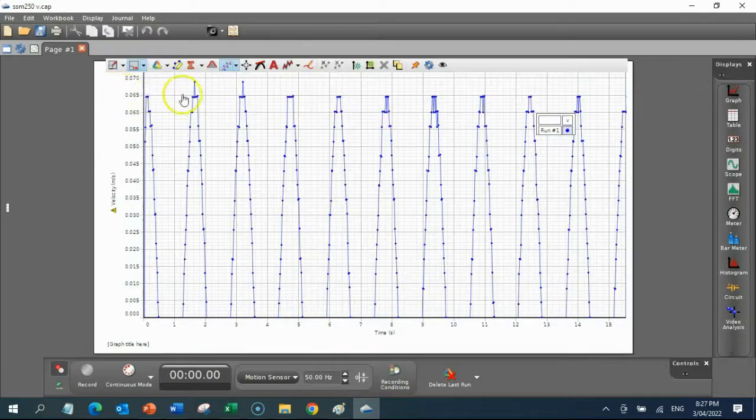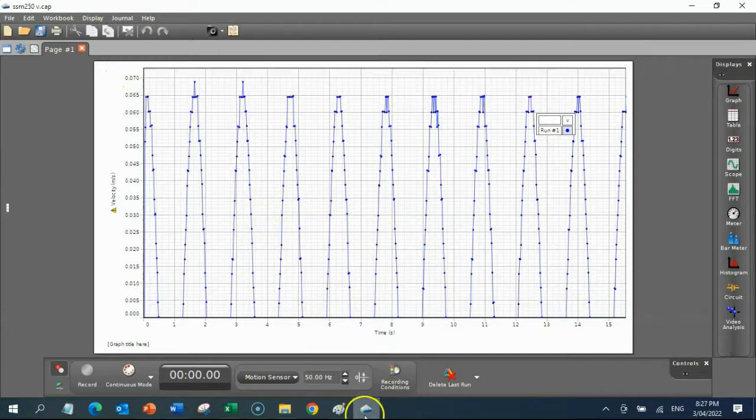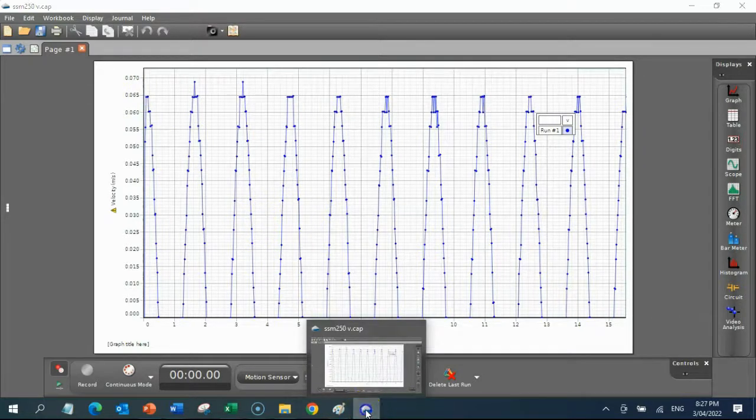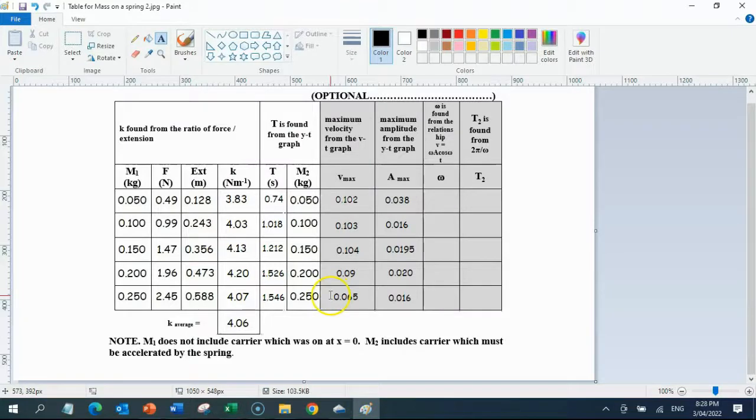Again, looking up here across, and we can see that it's 0.065. So putting that into the table. So there it is there, 0.065. So with this data now in place, what we can do is copy it into a spreadsheet and do some of the processing that we need to do.